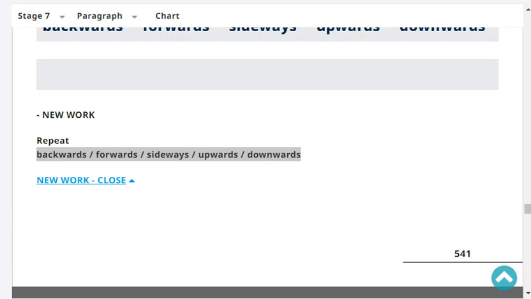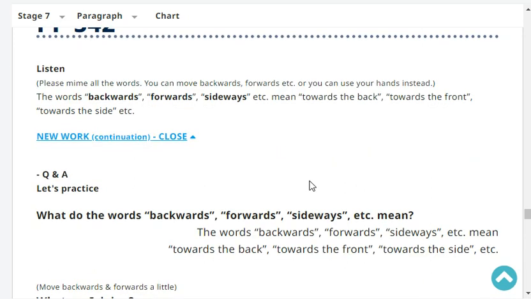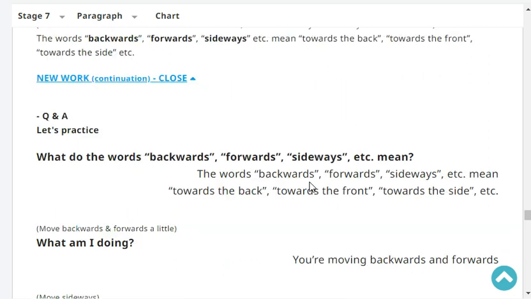Sideways. Upwards. Downwards. Very good. Okay, listen. The words backwards, forwards, sideways, etc. mean towards the back, towards the front, towards the side, etc. Let's practice. What do the words backwards, forwards, sideways, etc. mean? The words backwards, forwards, sideways, etc. mean towards the back, towards the front, towards the side, etc.